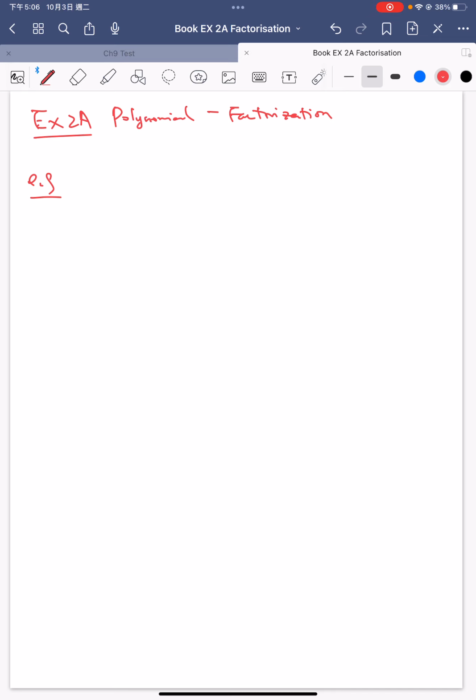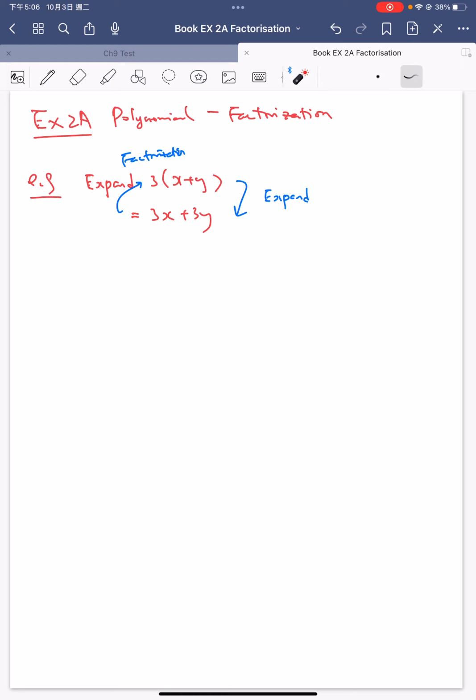For example, if we want to expand 3 times (x plus y), this 3 can be distributed to this x and to this y. So then we have 3x plus 3y. When you go from 3 times the bracket (x plus y) to this, you are expanding it. If you do it in the reverse way, then it's actually factorization.